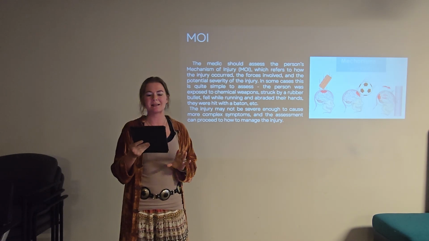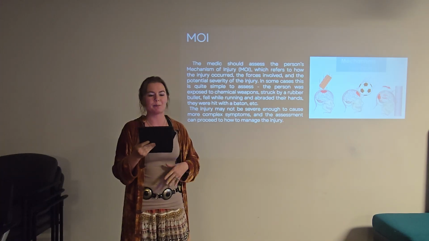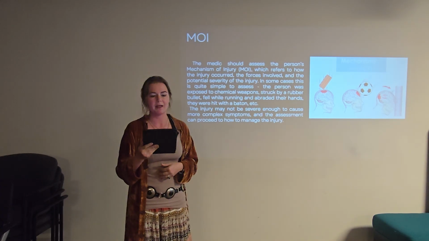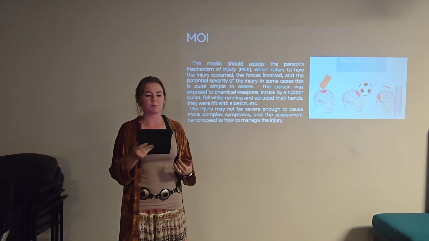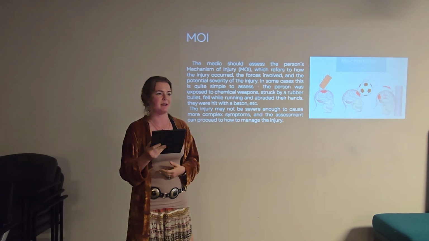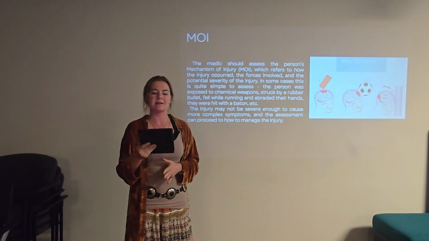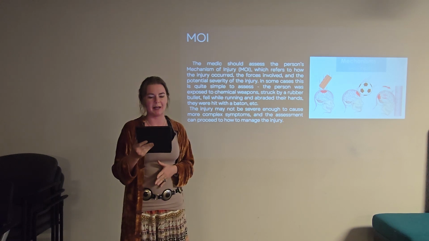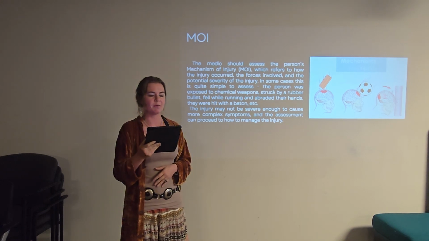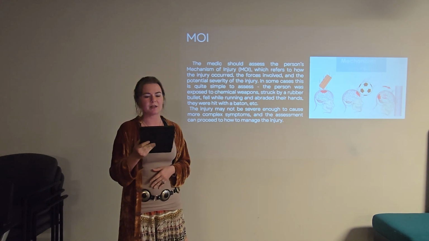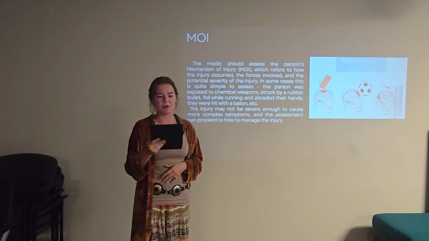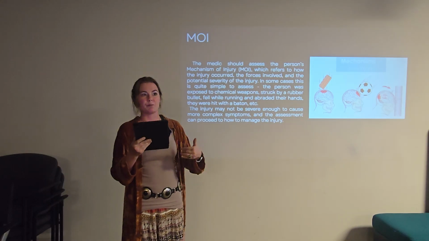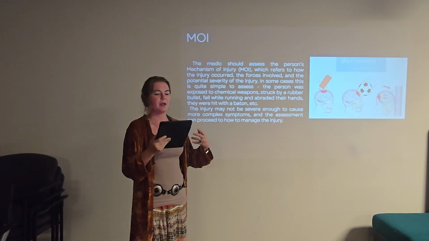In some cases, this is quite simple to assess. A fall where someone put their hand out to catch themselves, a broken bone from someone being pushed to the ground, etc. The injury may not be severe enough to cause more complex systems, and the assessment can proceed to how to manage the injury. In cases of more severe injury or injury from an unknown cause, the assessment is more complex. This can occur if someone has hurt themselves more severely or if the soft tissue injury is complicated by more complex issues, like being caused by a beating and thus involves contusion, as well as concussion or crush injuries or compromised airways, etc.